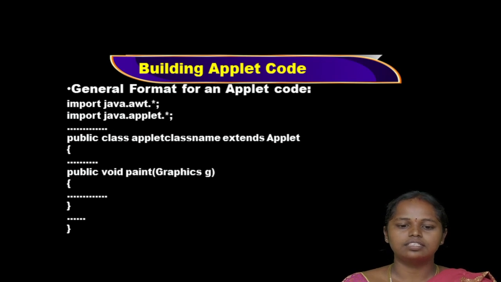So this is a general format for an applet code. First we must import the AWT package and java.applet. The star means all the classes present in the AWT package. Then public class, applet class name, extends Applet. This paint method is used to display the output of the applet.